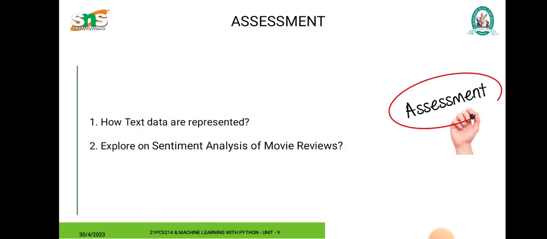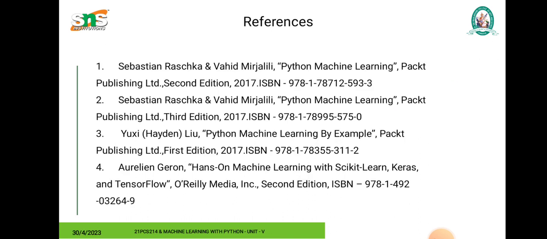For assessment, we can ask questions such as how text data are represented, and explore sentiment analysis of movie reviews. These are some of the references.